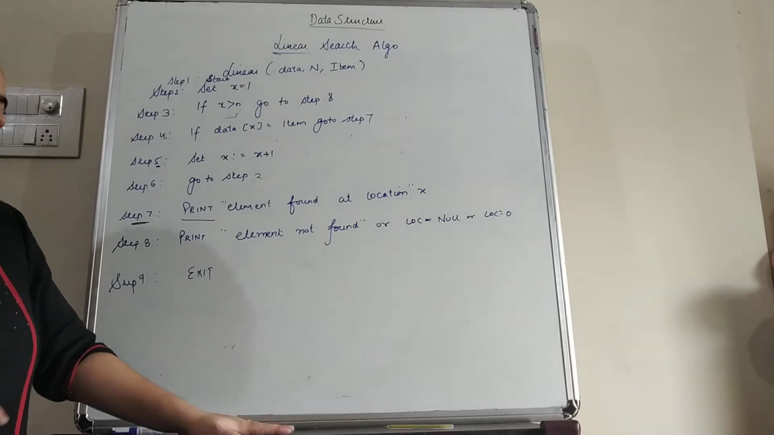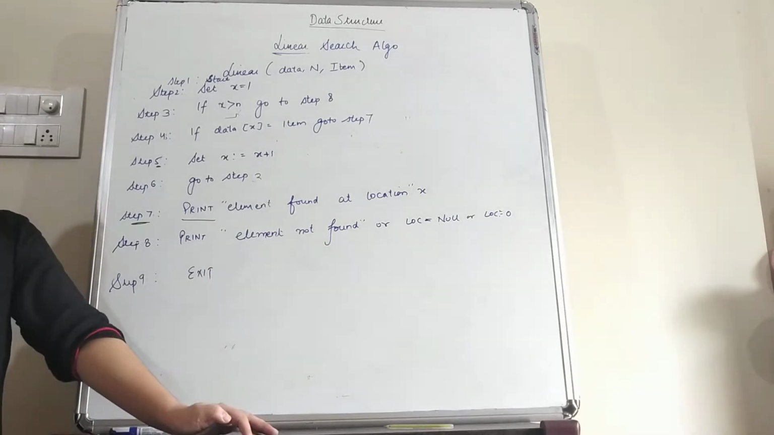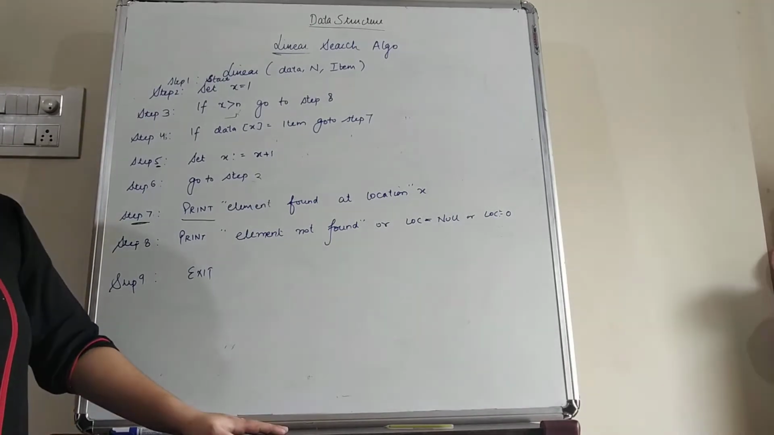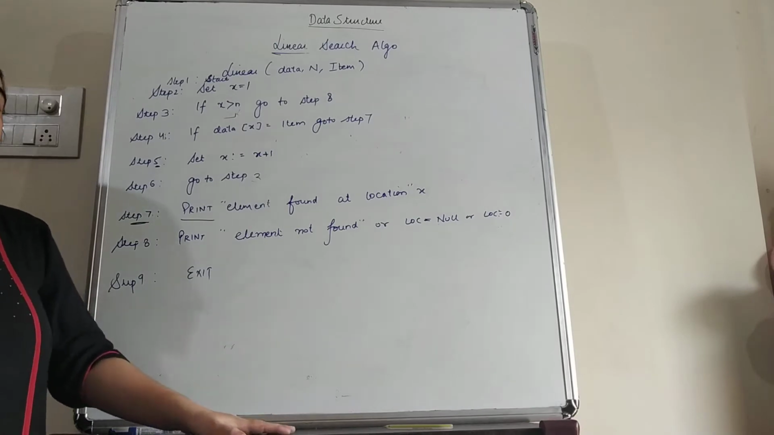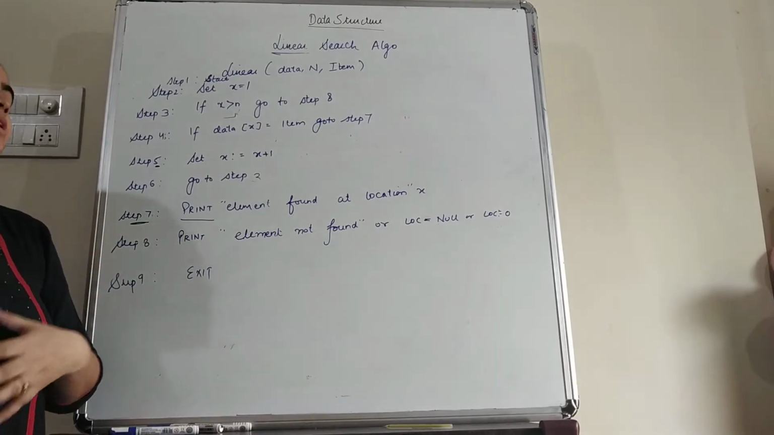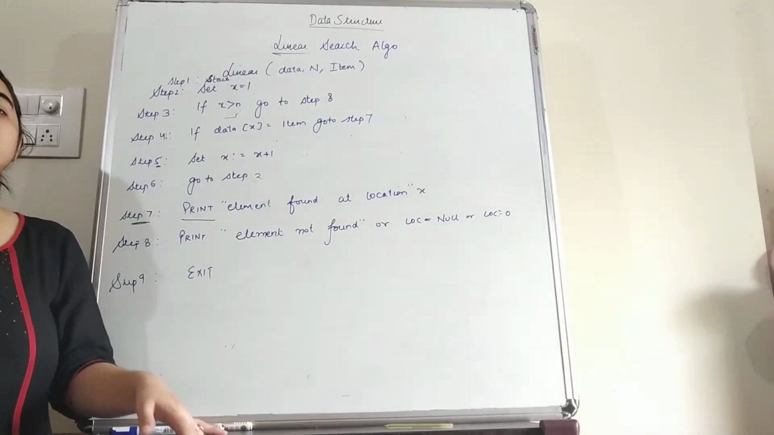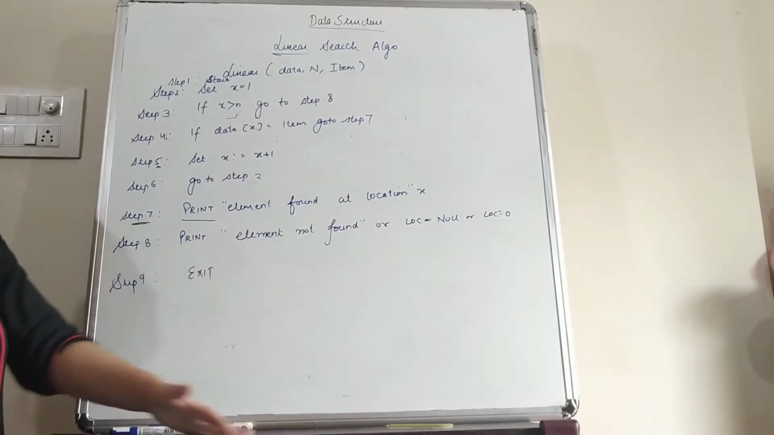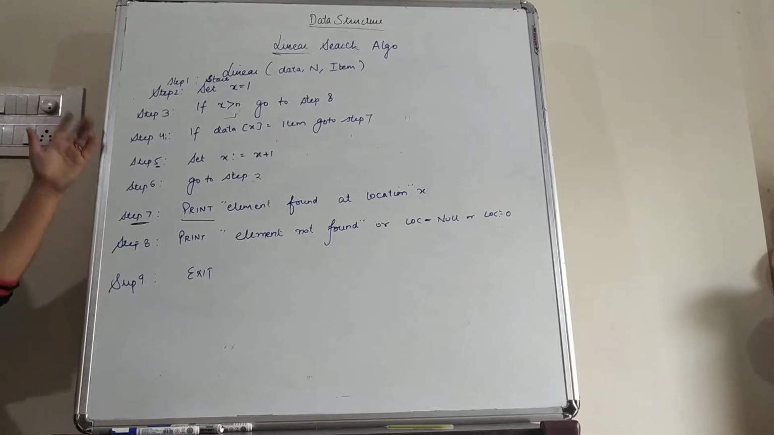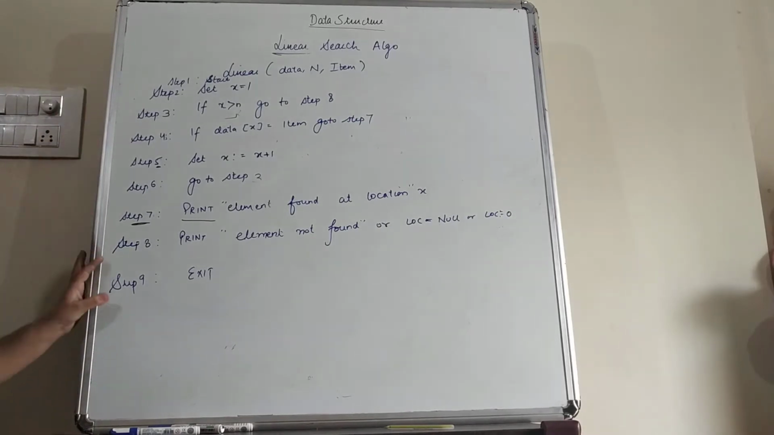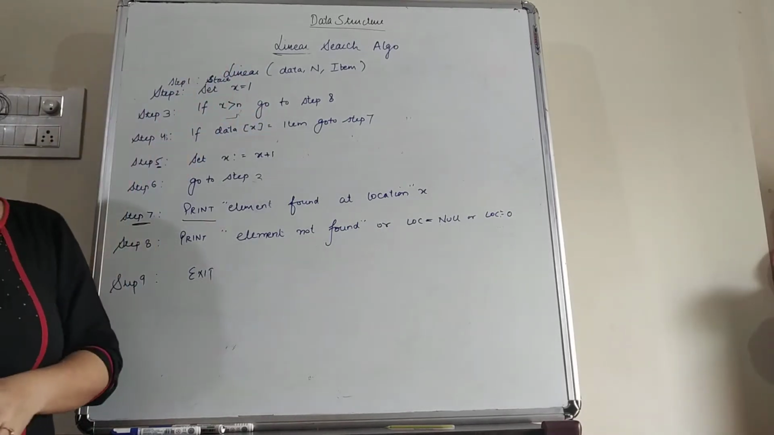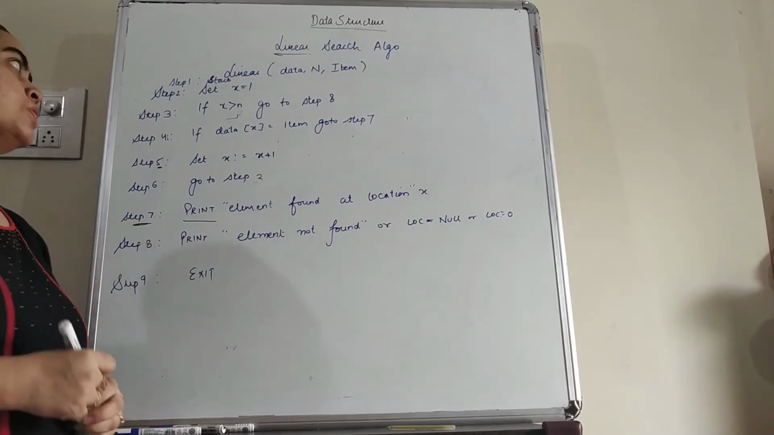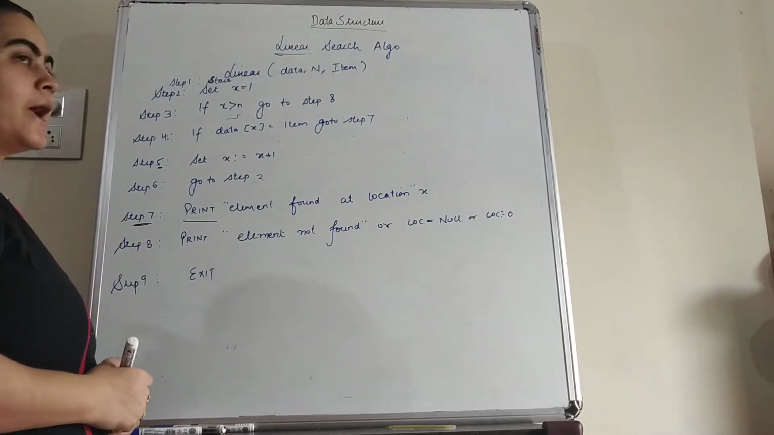element of the array. Now students, if the item is not at all present in the array, then we can either print the element not found in the list, or we can print location is equal to null or location is equal to 0. Now we can see these are the number of steps that are involved in the linear search algorithm. For that we can see the example.